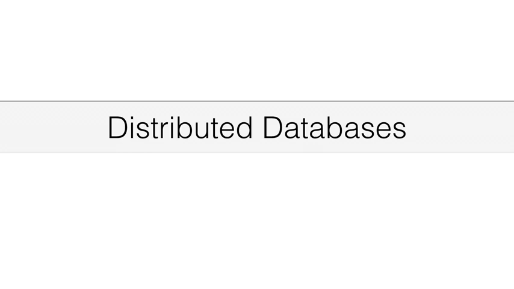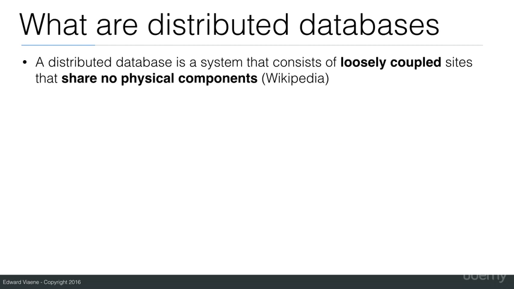In this lecture, I will explain a bit more about distributed databases. A distributed database is a system that consists of loosely coupled sites that share no physical components. This is what Wikipedia says about distributed databases. To get the idea, let's have a look first at the traditional databases, which are not distributed.